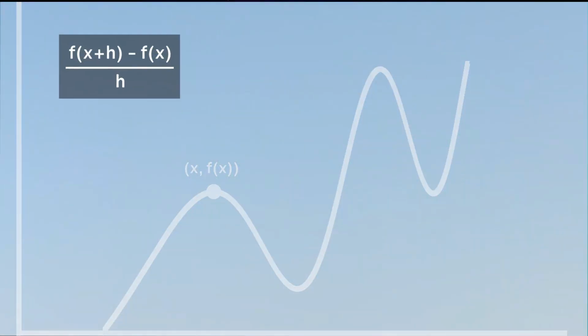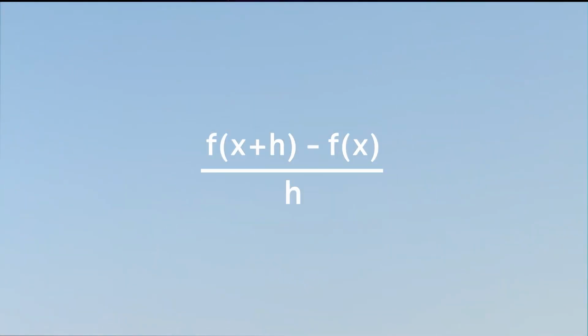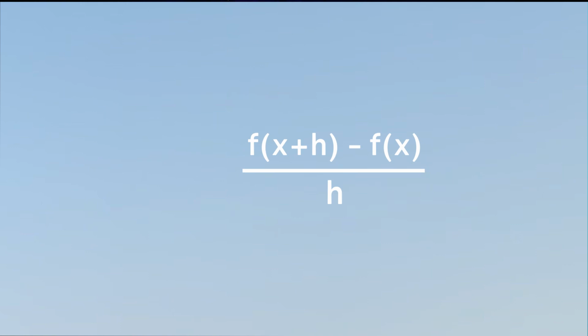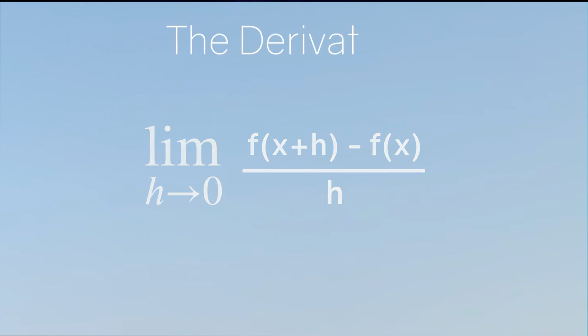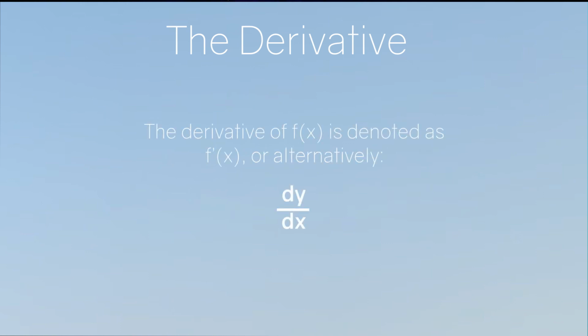Now that's where the concept of limits comes in. We could say for any curve, as h approaches 0, written like this, the slope will become tangential to the curve. If you plug any function into this, the function you will get out of it is called the derivative, denoted using f prime of x.